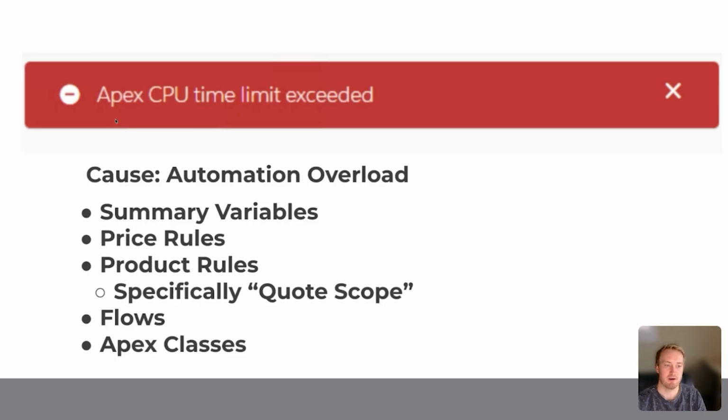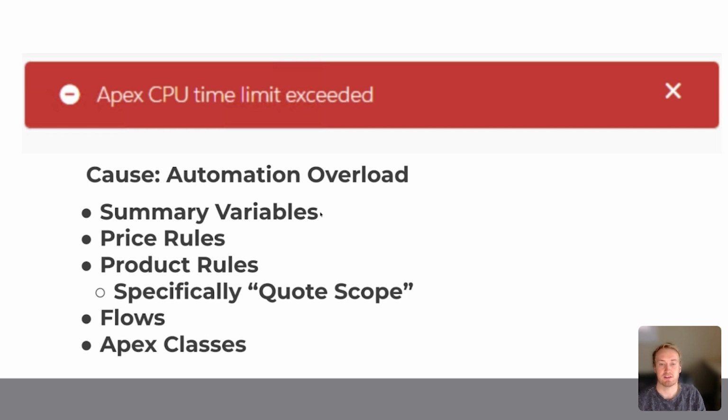The next one I want to talk about is this Apex CPU time limit exceeded. Now, this one is a little bit scarier than the previous one. There is no simple checkbox on the product record you can turn on to increase your bandwidth. And this is basically caused by an automation overload. So the main culprits are typically summary variables that are querying thousands of records.